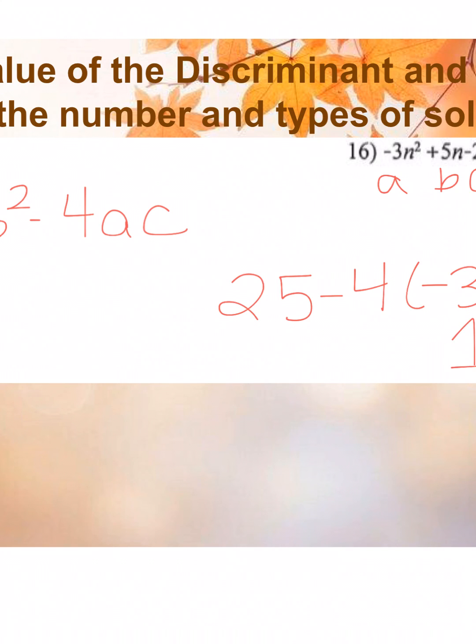So if I get a 1, I know that that's a perfect square, so I know it's going to have 2 real rational solutions.